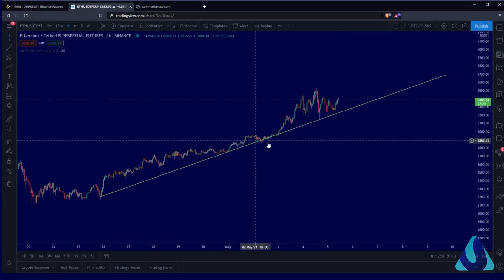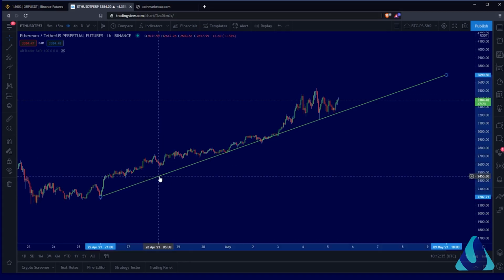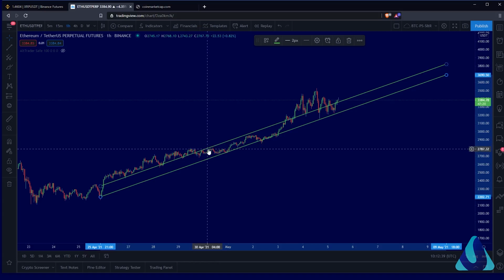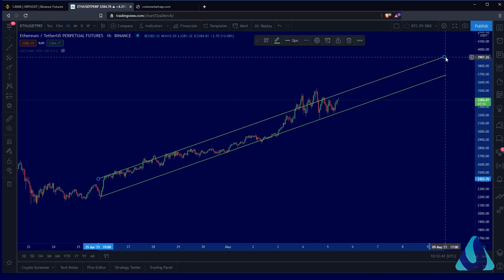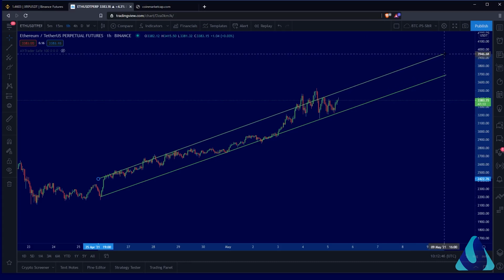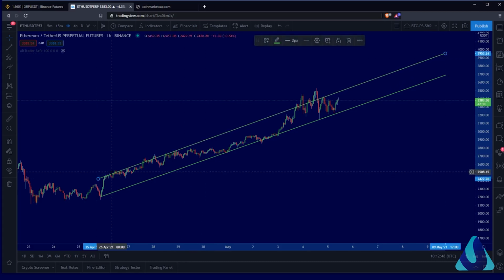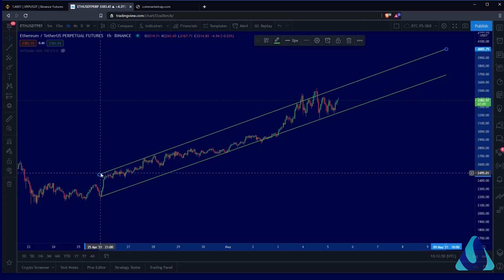So again, here's another uptrend. And what we also can do, as I said before, of copying this, so command or control C, then command or control V, and we can draw a kind of similar channel in terms of where this could be heading. So what we might see here is something like this.